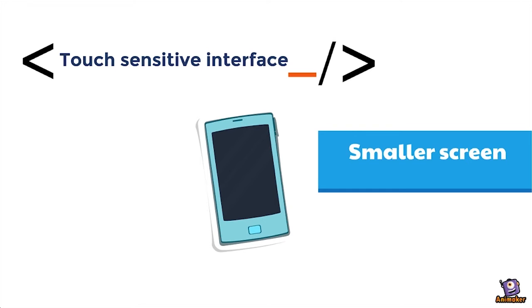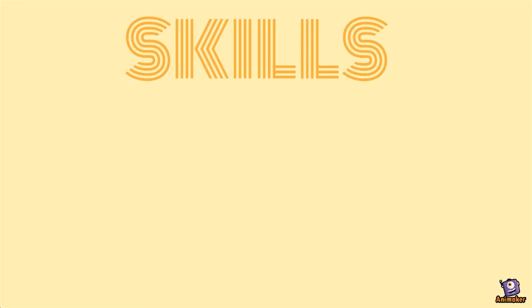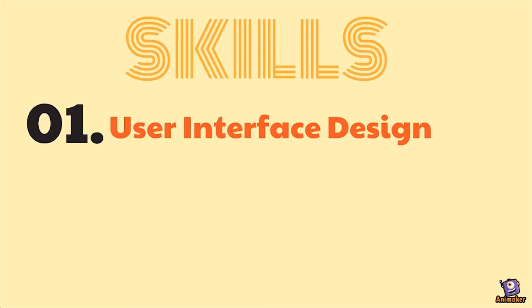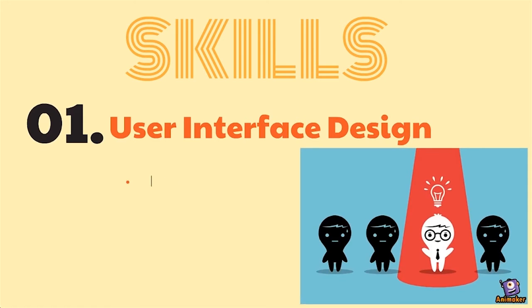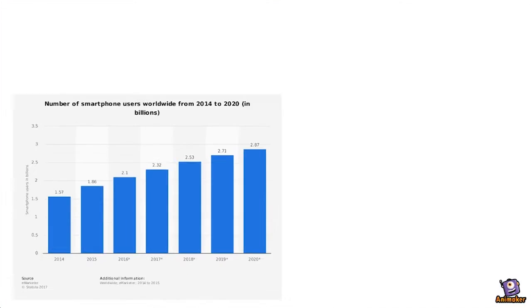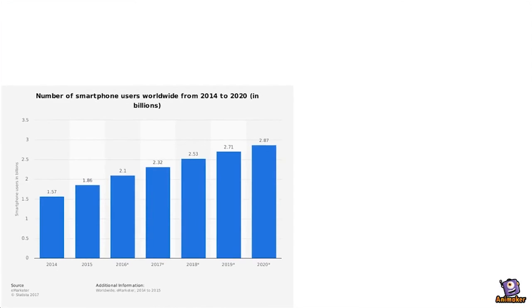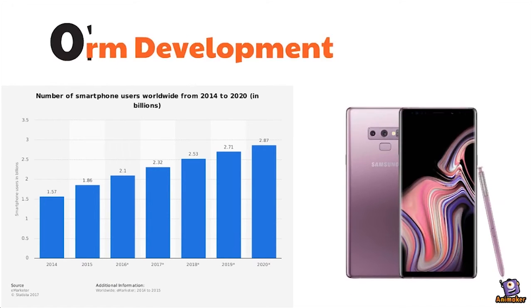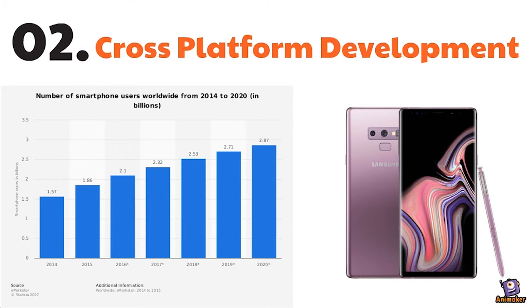Making mobile apps is very different from making software for any other platform, as the skills required differ a lot. As smartphones have a smaller screen, user interface design is an essential skill that will help your app stand out from the crowd. This includes ease of use, superior design, and smooth operation. Also, in the past 10 years, as the smartphone market has grown so much, consumers have a lot more options for their choice of smartphone. A skilled application developer should be versatile enough to create apps across any platform for any device.